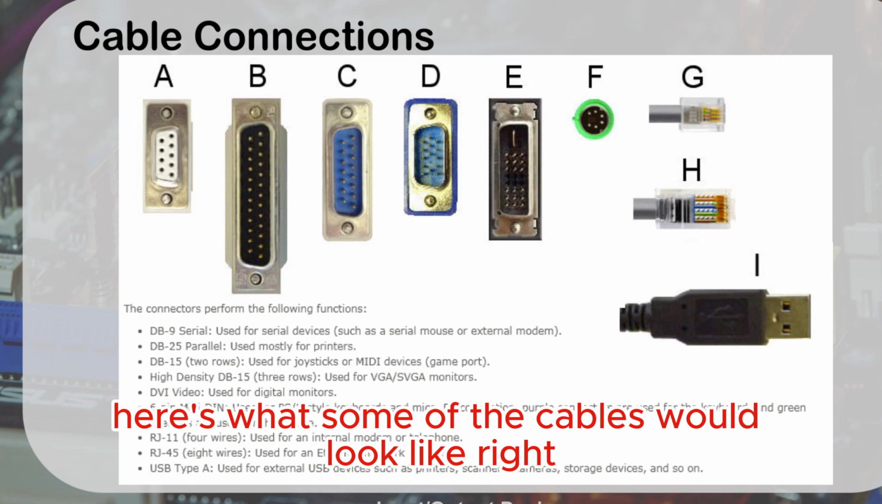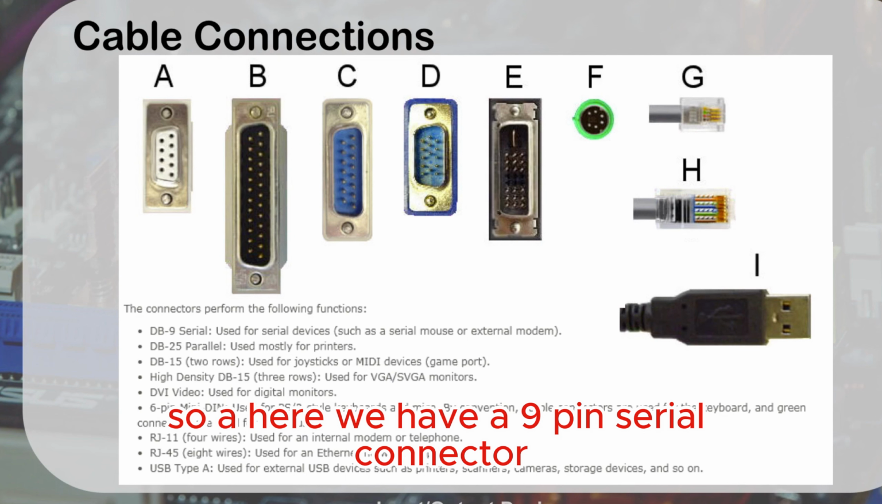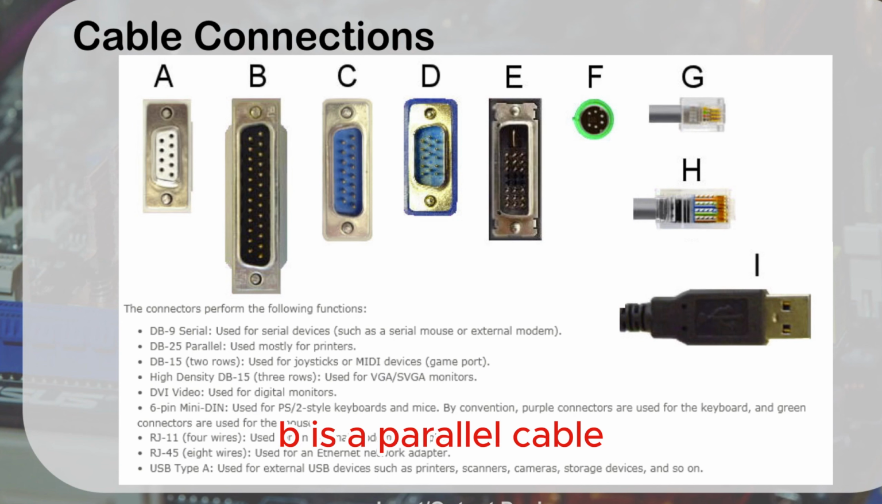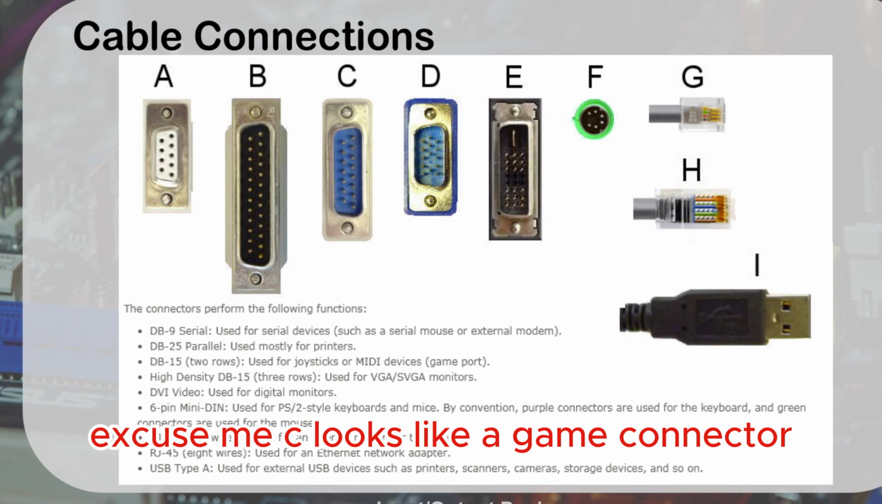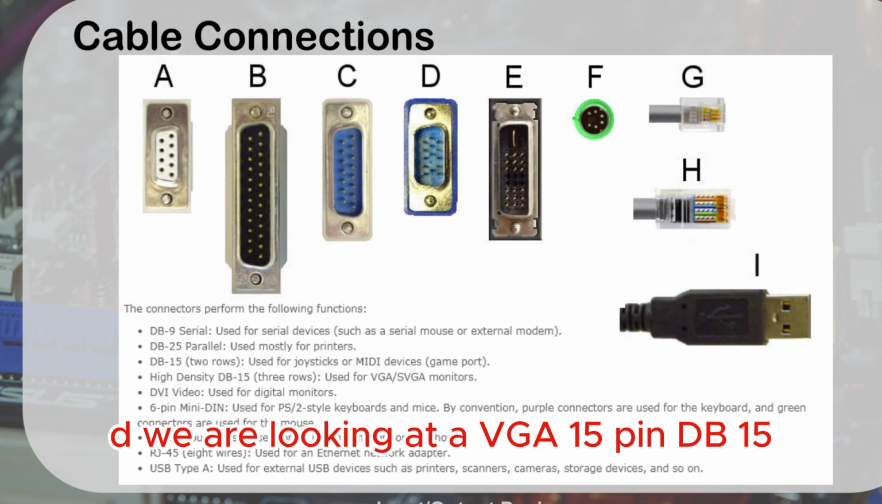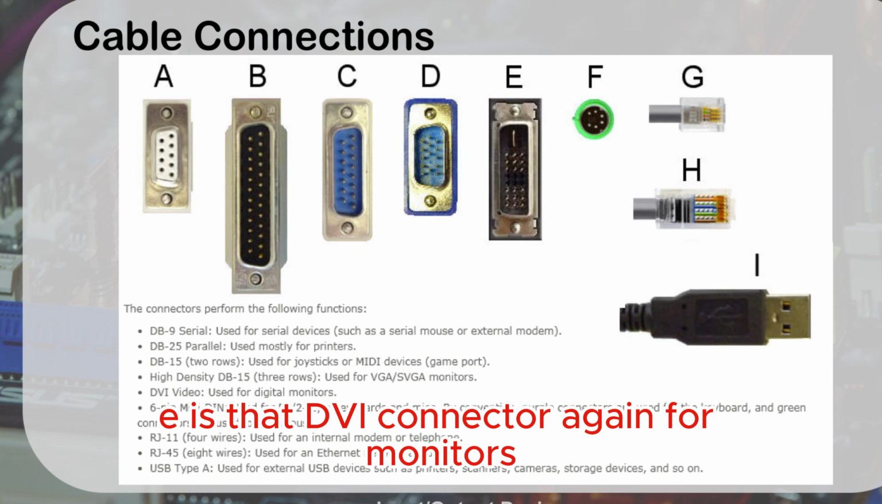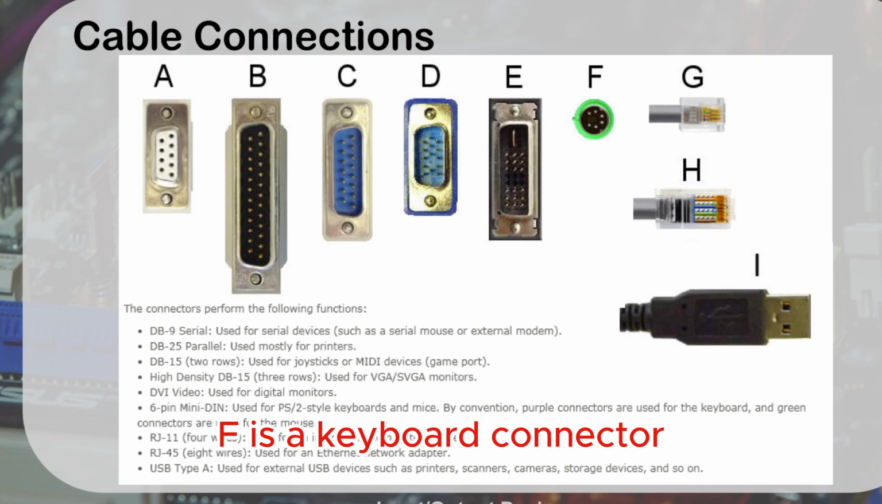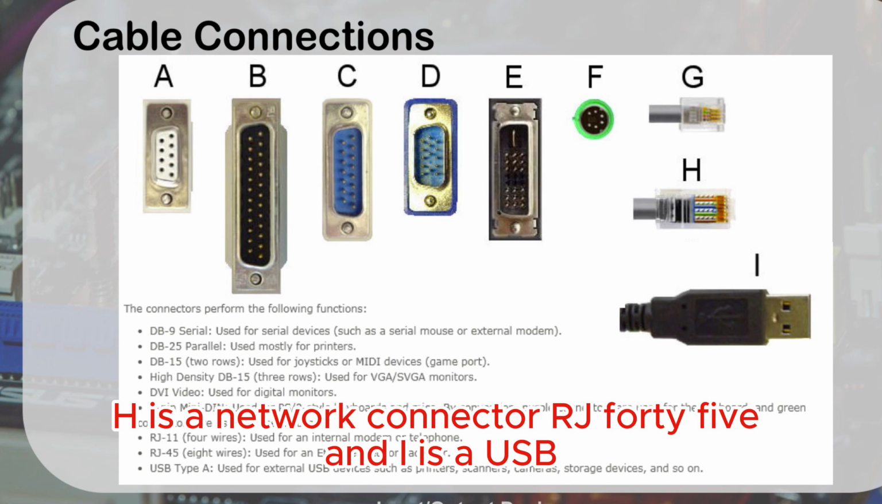Here's what some of the cables would look like. So A, here we have a 9-pin serial connector. B is a parallel cable. C looks like a game connector, the joystick connector. D, we are looking at a VGA, 15-pin DB15. E is that DVI connector, again for monitors. F is a keyboard connector. G is a phone connector. H is a network connector, RJ45. And I is a USB.